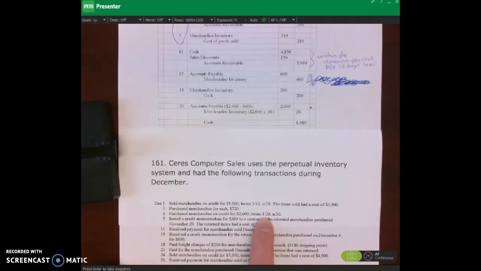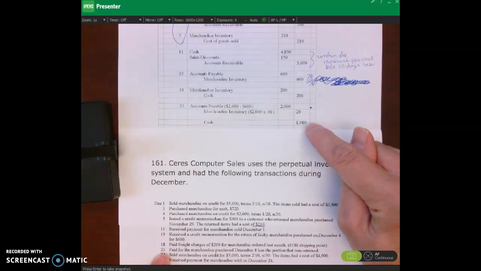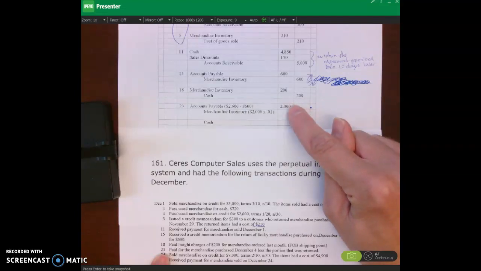That was from December 1st, so we have to look at the credit terms. Right, so it says 1% within 20 days, and you can see that was on the 4th. 20 days later would be the 24th, and so we're talking about the 23rd. So we are within the discount period, which means we can take that 1% discount, and that's that credit to merchandise inventory. That's our purchase discount for 1%, and we have to pay 99% of that in cash. We credit cash for 99% of the $2,000.